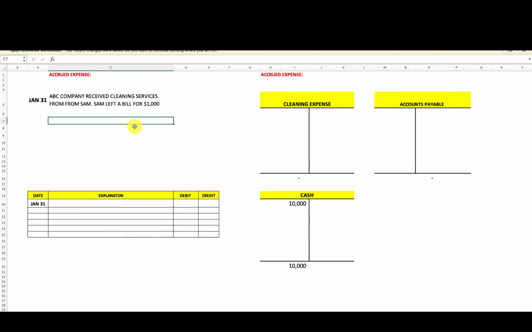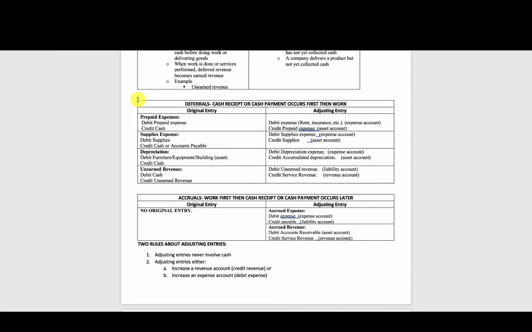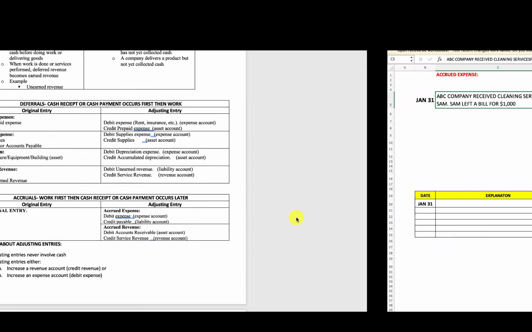So here you have the scenario. On January 31st, ABC Company received cleaning services from Sam. Sam left a bill for $1,000. Notice you don't have an original entry. There's no original entry because the work takes place first and sometime later afterwards the cash payment takes place.